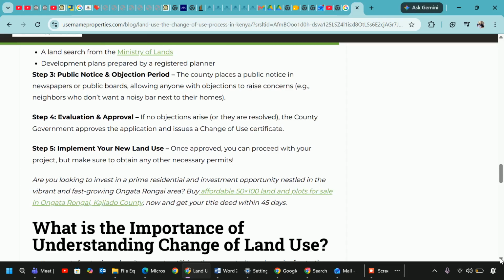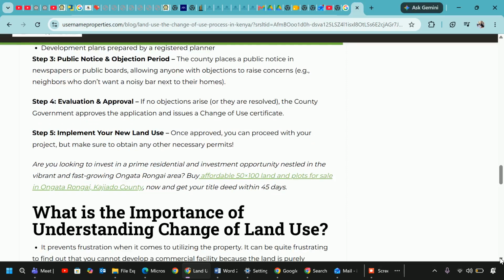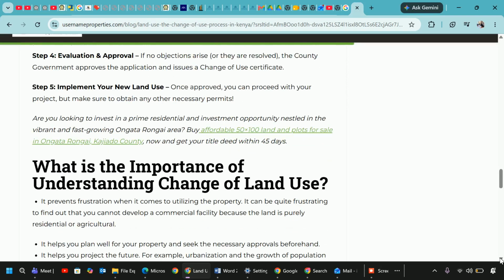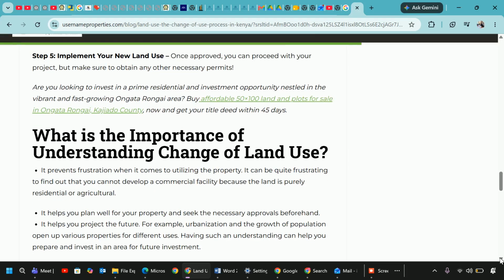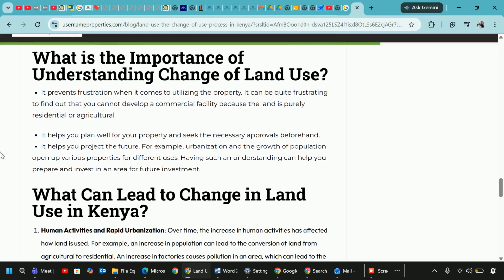Then 3, public notice and objection period. The county places a public notice in the newspapers or public boards, allowing anyone with objections to raise concerns, e.g. neighbors who don't want a noisy bar. Step 4, evaluation and approval. If no objection arises, the county government approves the application and issues a change of use certificate. 5, implement your new land use. So once approved, you can proceed with your project, but make sure to obtain any other permits.